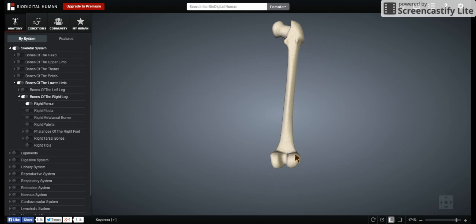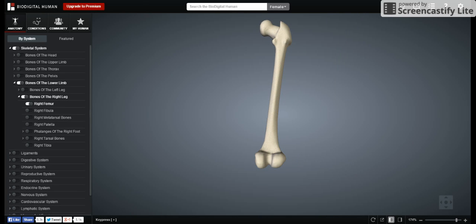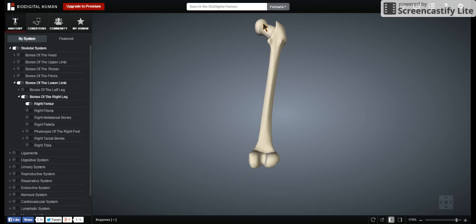Now we're stepping away from the femur, looking at the posterior section here. This is still pointing medially. This is the greater trochanter. This is the lesser trochanter. So the lesser trochanter, in addition to being inferior, points posterior.